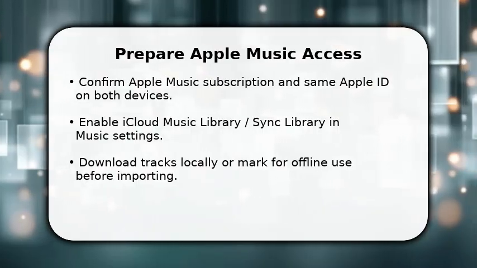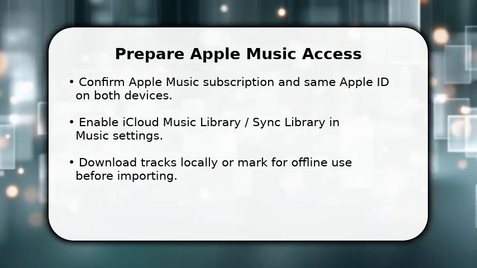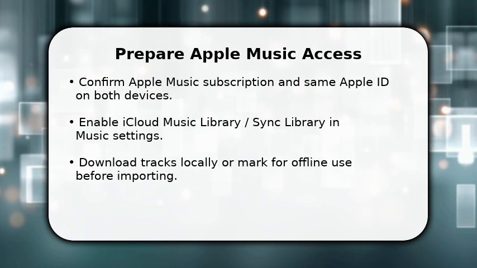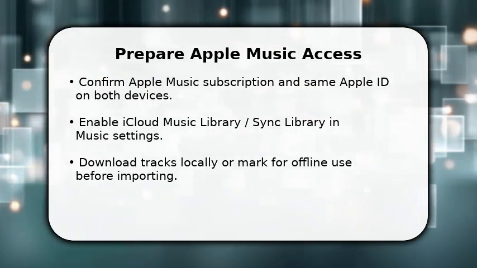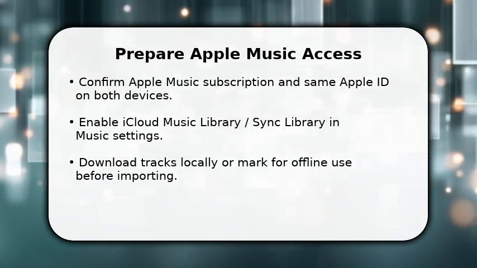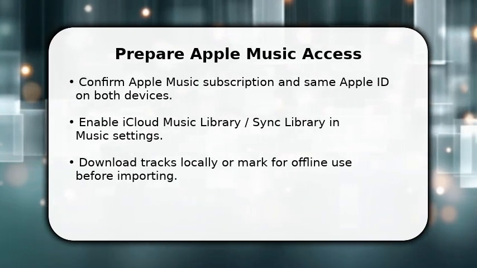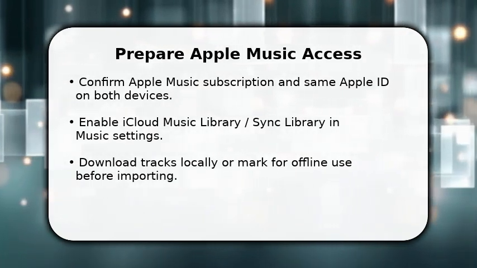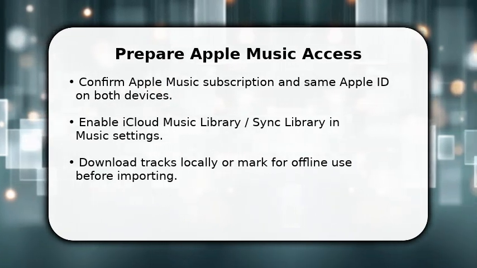You'll start by confirming you're signed into the same Apple ID and that Sync Library is enabled in Music. This allows GarageBand to see your tracks. Make sure you have the songs downloaded locally if you plan to import audio directly, since streaming-only files won't appear. Once done, open GarageBand and create or open a project. Make sure Track View is visible so you can import or record alongside the Apple Music content.